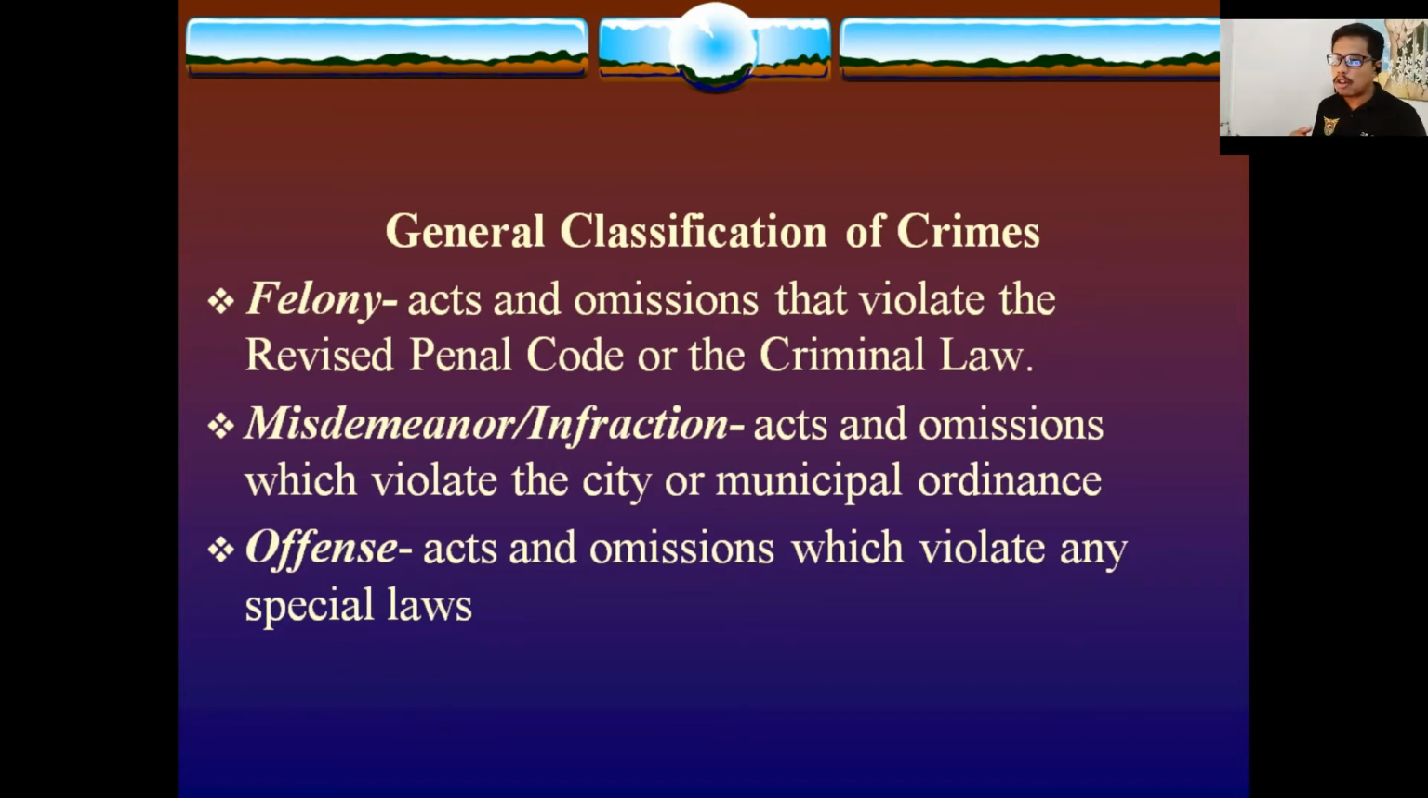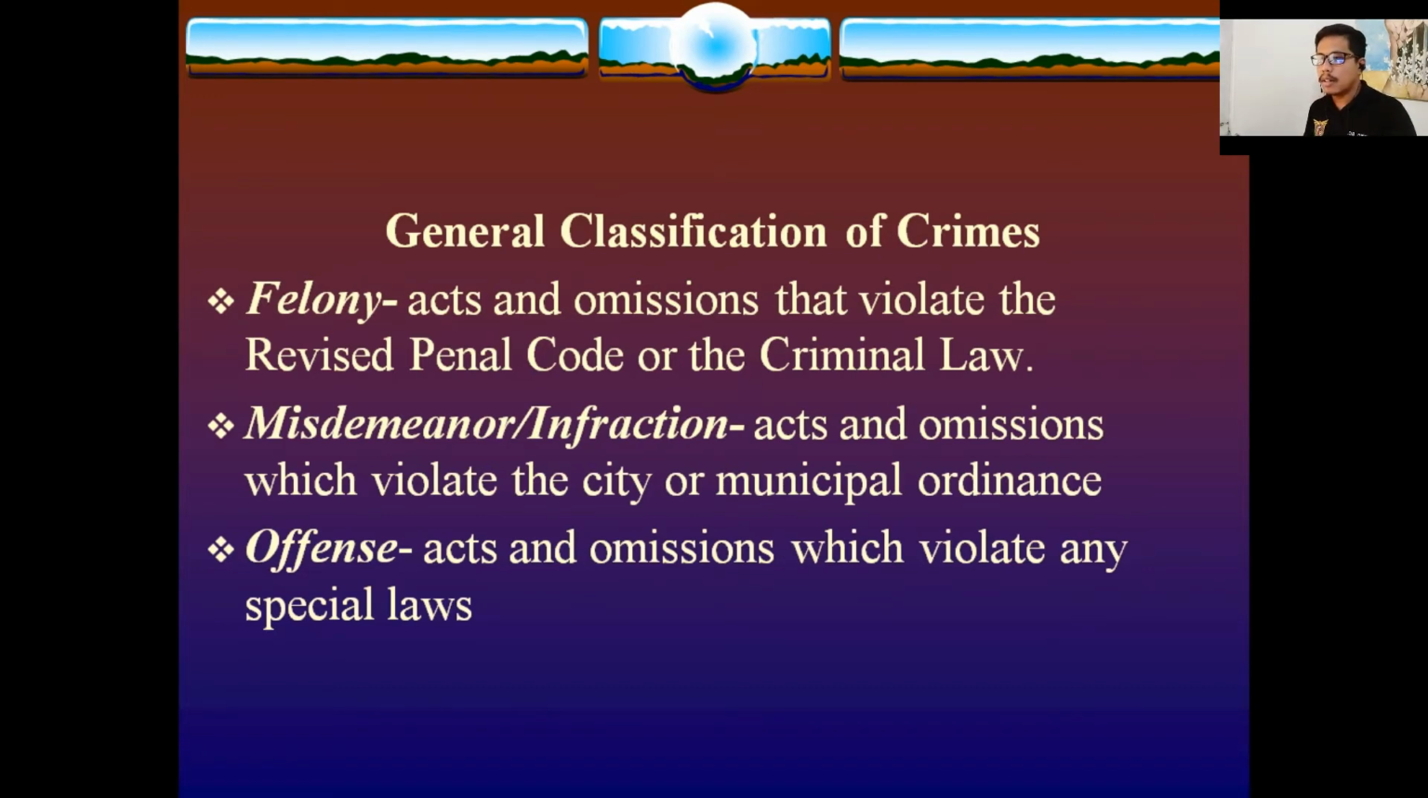So if I throw garbage, and the garbage is not segregated, what do you call that? Failure to segregate the garbage is what? Felony, misdemeanor, or offense? Your answer should be misdemeanor or infraction because that is a violation of the city or municipal ordinance. If I will ask you, how about treason?